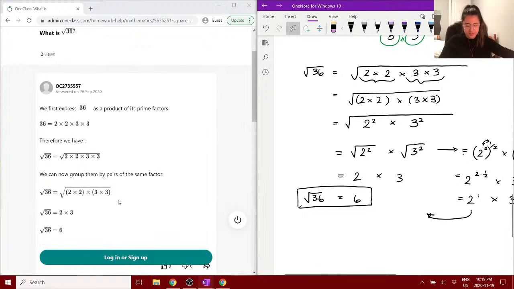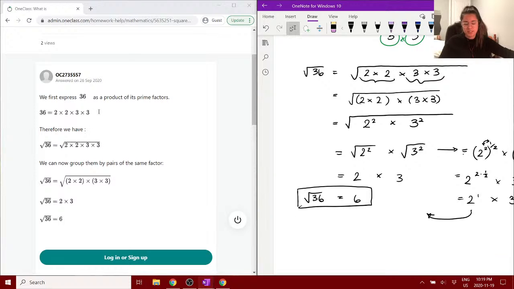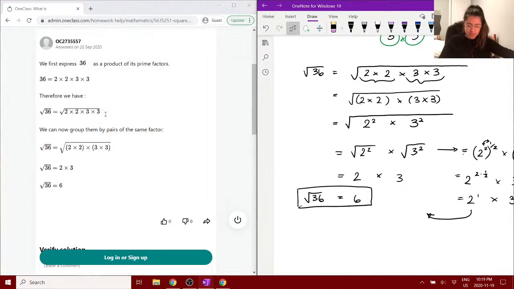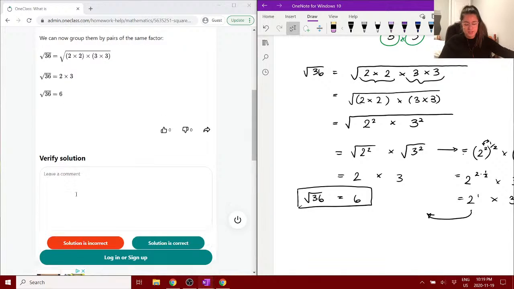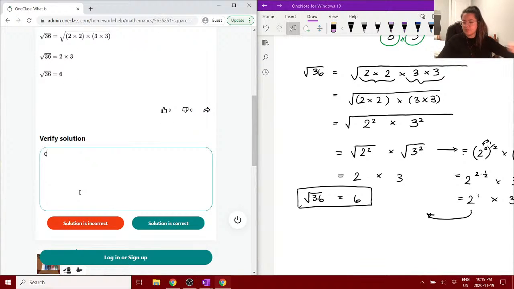So in our solution, we're first expressing 36 as a product of its prime factors, grouping the pairs of the same factor, and I skipped a couple of the steps that I wrote, but we get the same thing of 6 for the answer. So I'm selecting part of the solution. And that's all for that.